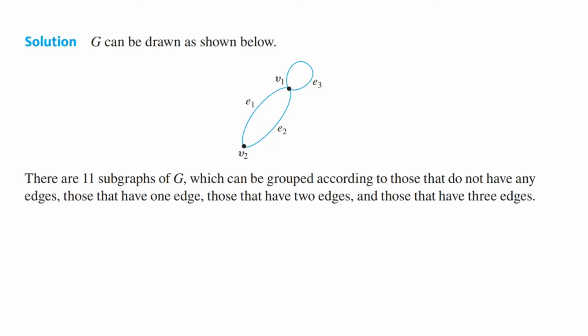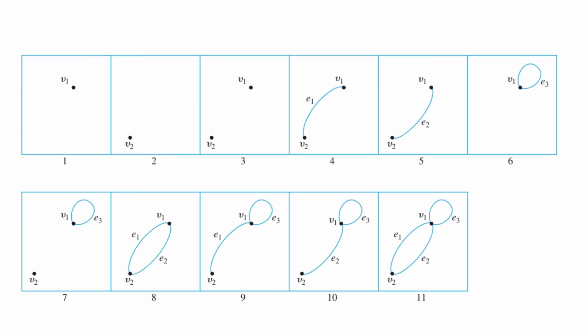Okay, so your picture should look like this from a connectivity standpoint, and there are 11 subgraphs. You can think about them, grouping them systematically according to those that do not have any edges, those that have one edge, those that have two edges, and those that have three edges. Here they are. Many of these examples are illustrations of the kinds of problems I may someday ask you to do on some kind of an assessment.